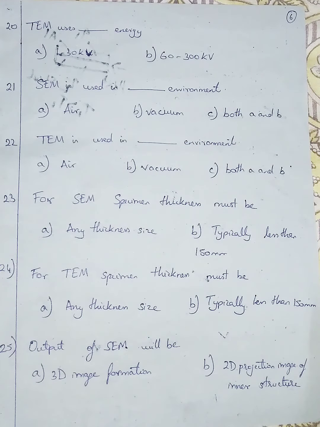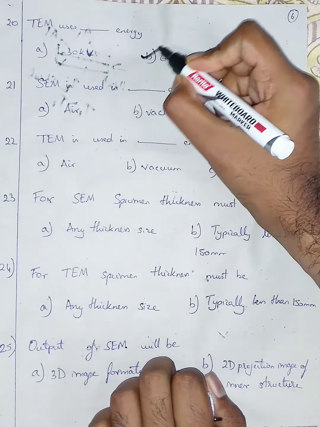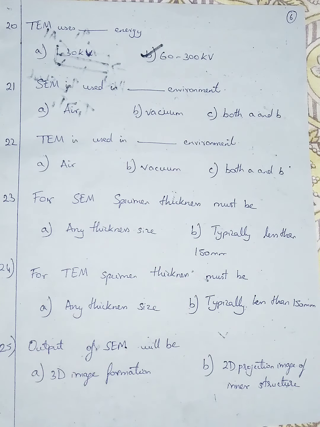Question number 20. TEM uses dash energy. Option A is given as 1 to 30 kilowatt. Option B is given as 60 to 300 kilowatt. TEM uses 60 to 300; 1 to 30 is used by SEM. So I am going with option B, 60 to 300 kilowatt.